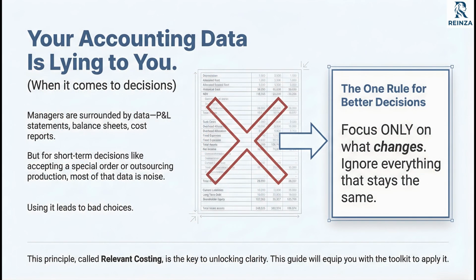Welcome to Chapter 5 of Applied Management Accounting. In this chapter, we are going to explore one of the most practical and frequently tested topics in your exam: short-term decision-making using relevant costs.